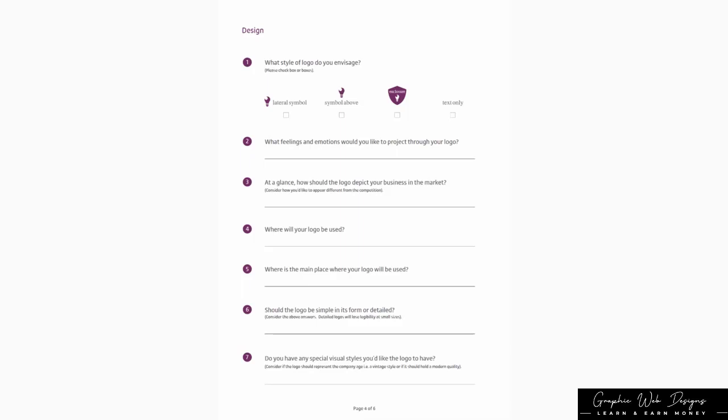Question 5 asks, where is the main place your logo will be used? This question is asked after the last, just so that we can understand the primary place where the logo is intended to be applied. If we are given a specific answer, we will perhaps approach the design differently, so that it can be utilised in that application optimally.